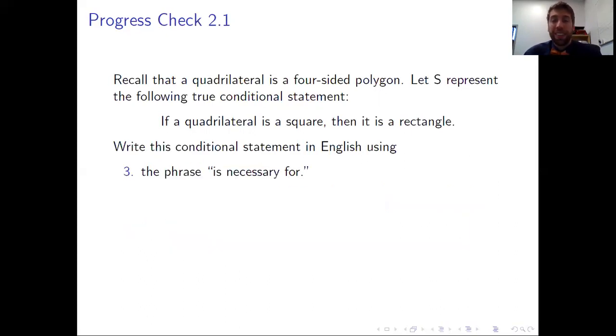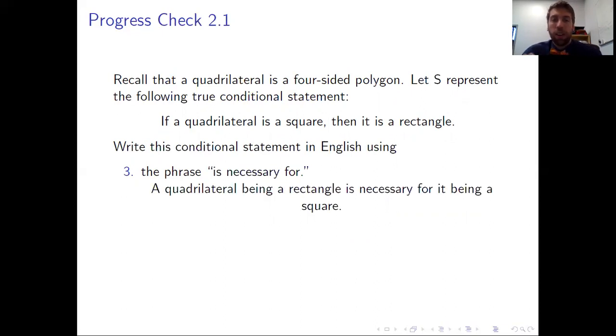All right, what about the phrase is necessary for? How do you say it in a more fancy way? If a quadrilateral is a square, then it's a rectangle. A quadrilateral being a rectangle is necessary for it being a square. That's kind of like the only if thing, where the rectangle part gets brought along with it being a square. If it's a square, it's a rectangle. So it being a rectangle is necessary for it being a square.